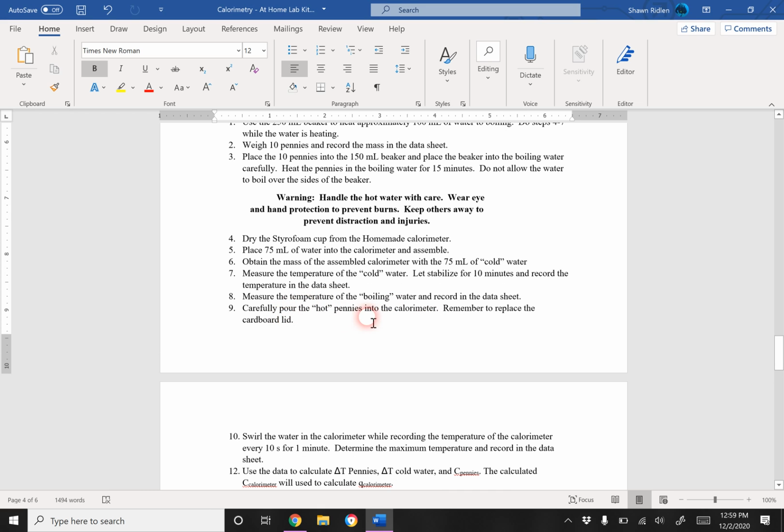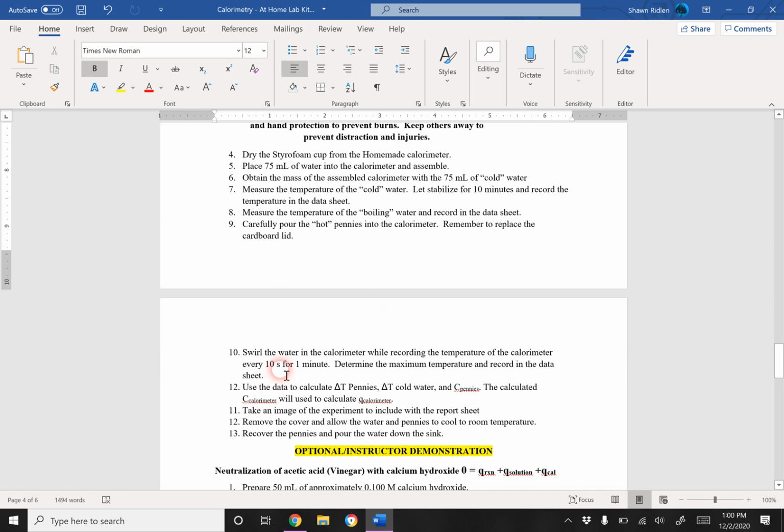Okay, so notice that here it says pour the hot pennies. We don't want to actually pour the hot water. So we need to essentially scoop the hot pennies out with a spoon or some other implement. Or we can pour the hot water out quickly and then add the pennies that way. So you can discard the hot water and then pour the pennies that way, or kind of scoop them out. Either way will be fine. Just be careful however you do it.